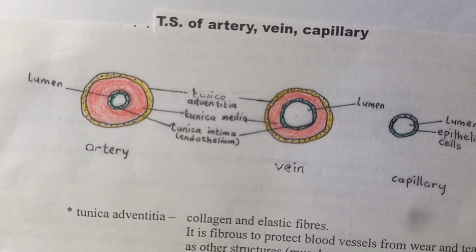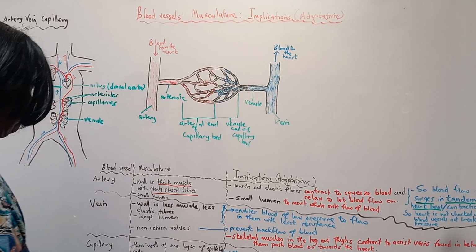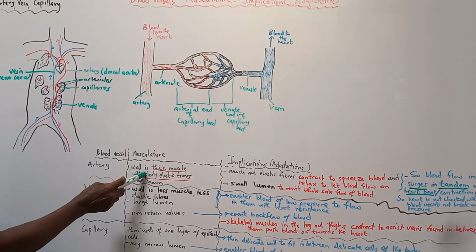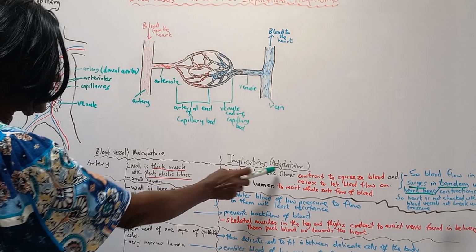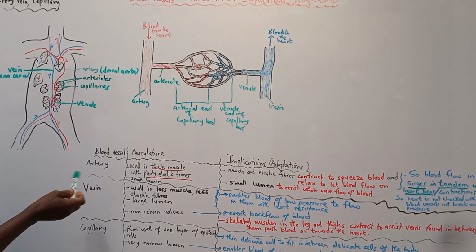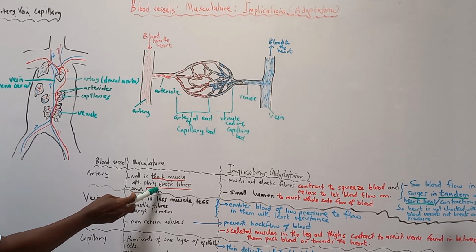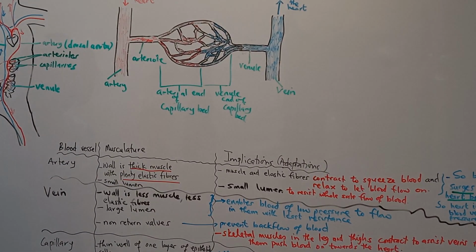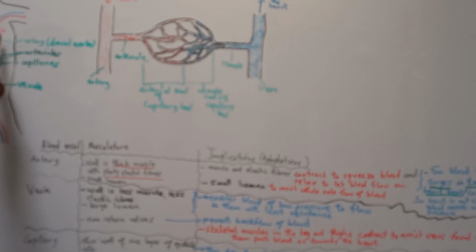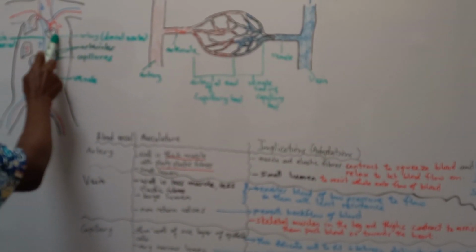So to make it easy, I have a table here. I have the blood vessels, the musculature, and the implications or the adaptations. So you have an artery. It has thick muscle walls with plenty of elastic fibers and a small lumen. So this is an artery. It has a thick elastic wall.